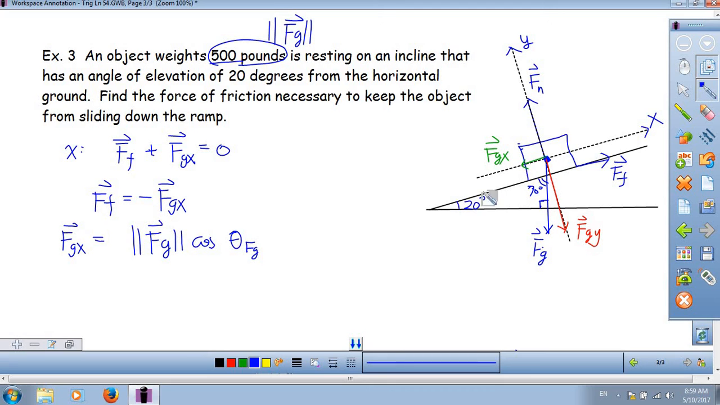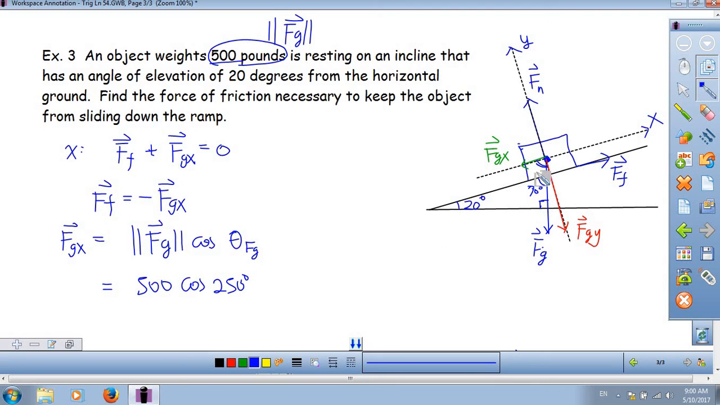And the x-axis is the incline. The incline is parallel with the x-axis. So this angle right there is also 70 degrees, the same, because they are corresponding angles formed by two parallel lines and the transversal. So the angle of the gravity is actually 180 plus 70, which would be 250 degrees. So this would be 500 pounds times cosine of 250 degrees.